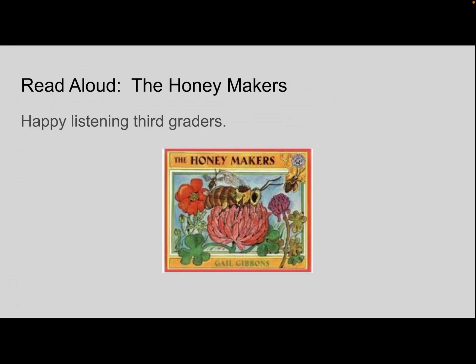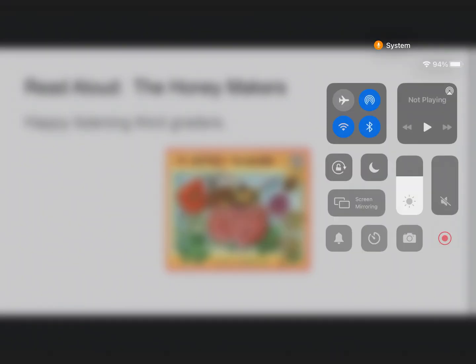For our read aloud today, we're going to read The Honeymakers. As you are listening to the story, maybe there are parts that don't make sense. Remember, you can go back and use these steps to help yourself so that you can understand what you are reading. Happy listening, third graders!